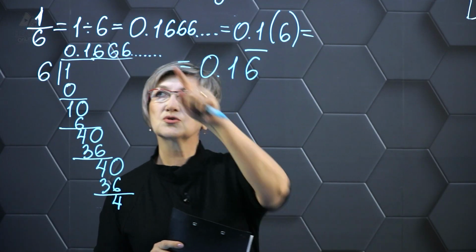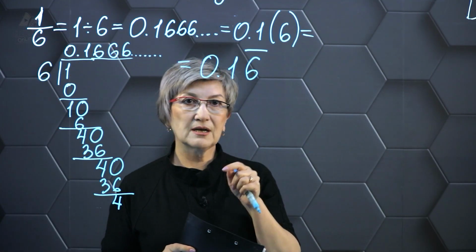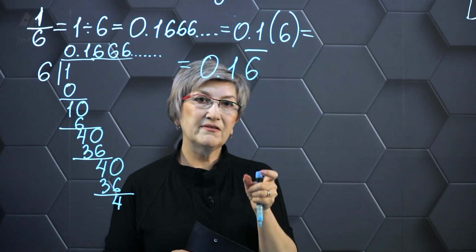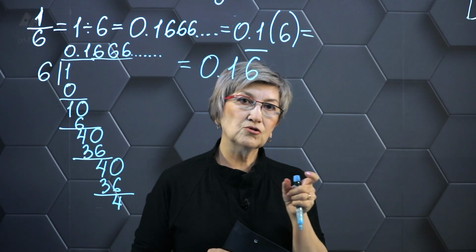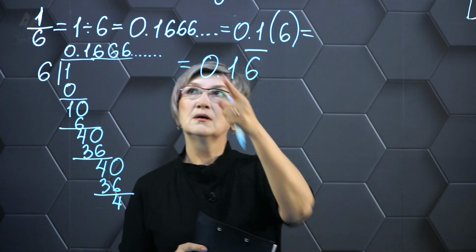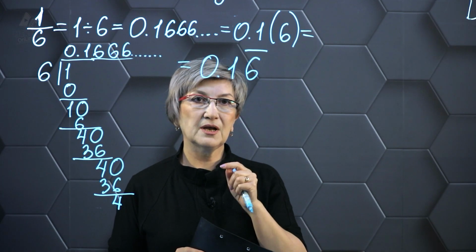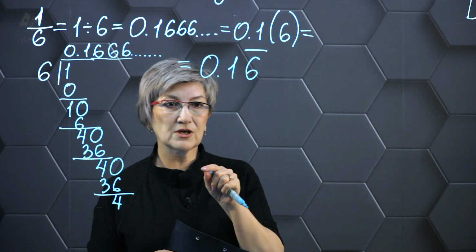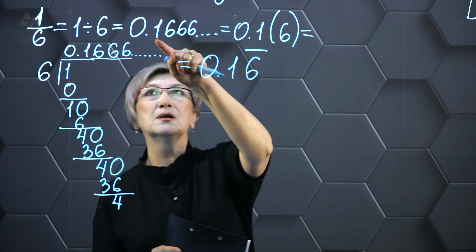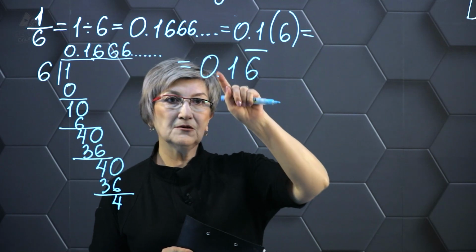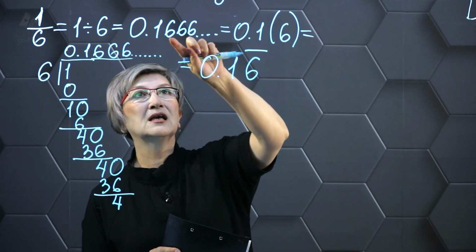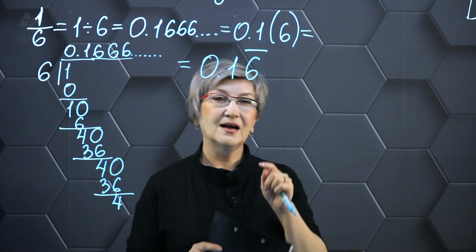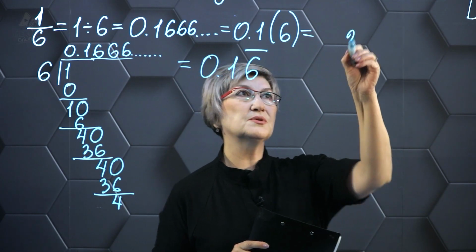Notice that in the earlier examples, the digit that was repeating came right after the decimal point. But in an infinite periodic decimal fraction, it is not only the number immediately after the decimal point that is repeated, but also numbers in other positions. Be extremely careful. And now let's look at another example.